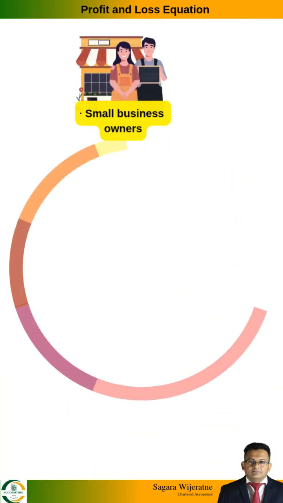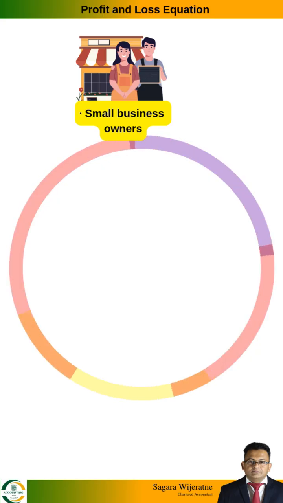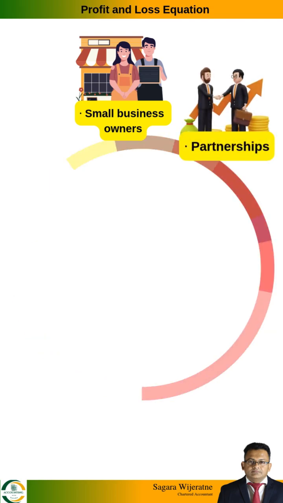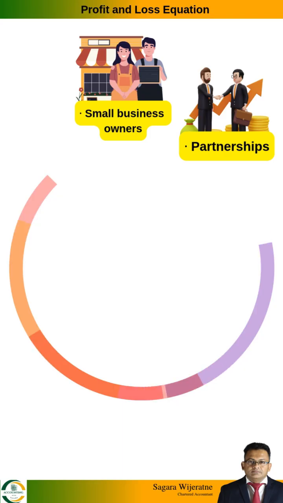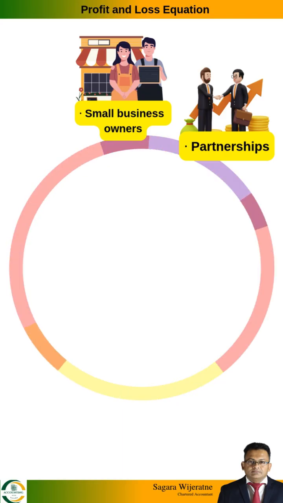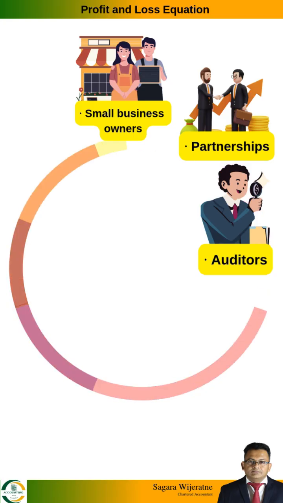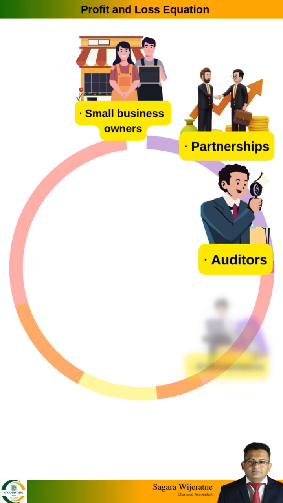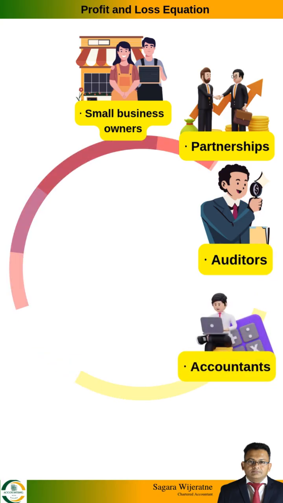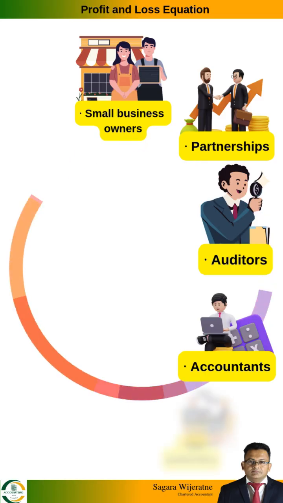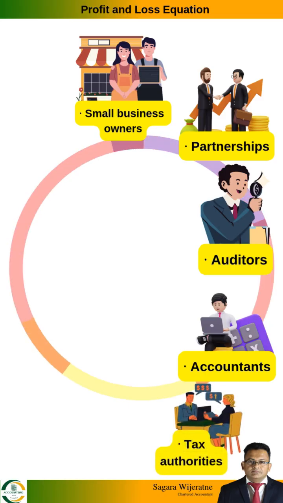Small business owners to calculate profit without preparing full income statement. Partnerships to check partner capital and current account balances. Auditors as a cross-check on net profit figure. Accountants for preparing opening journal entries in new accounting period. Tax authorities to verify declared profits against changes in net asset.